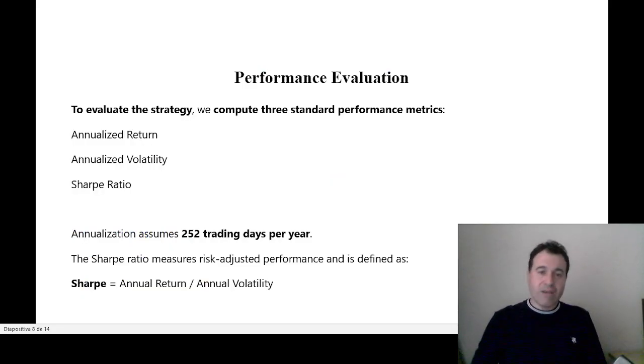Performance and evaluation. To evaluate the strategy, we compute three standard performance metrics: annualized return, annualized volatility, and Sharpe ratio. Annualization assumes 252 trading days per year. The Sharpe ratio measures risk-adjusted performance and is defined as Sharpe equals annual return divided by annual volatility.